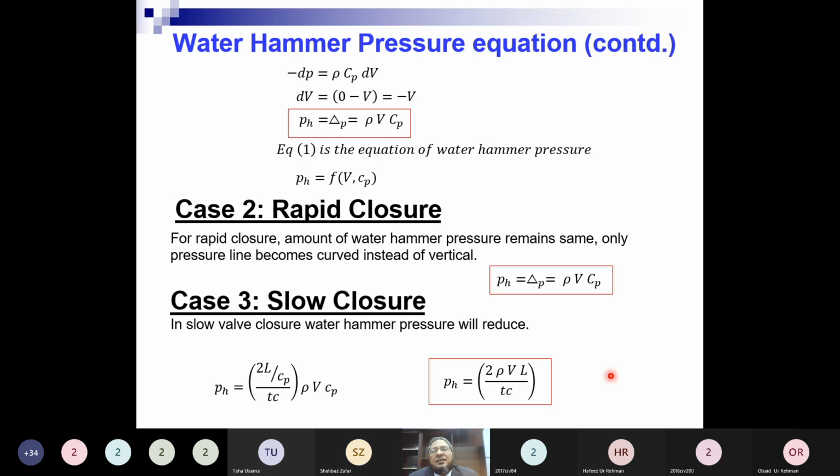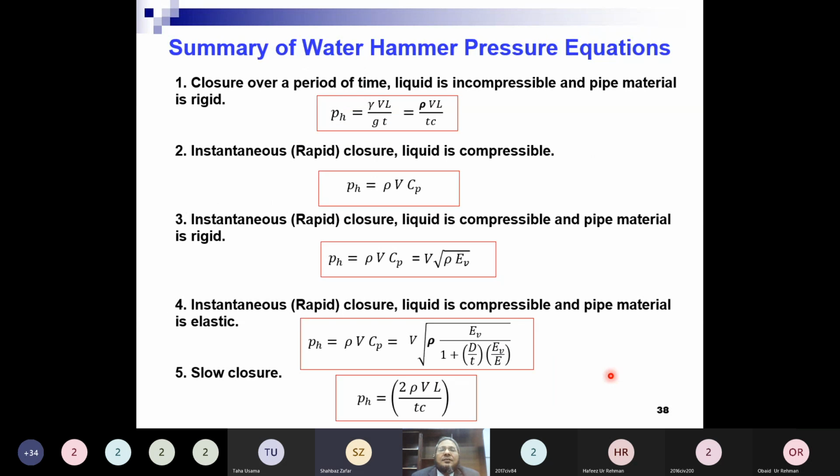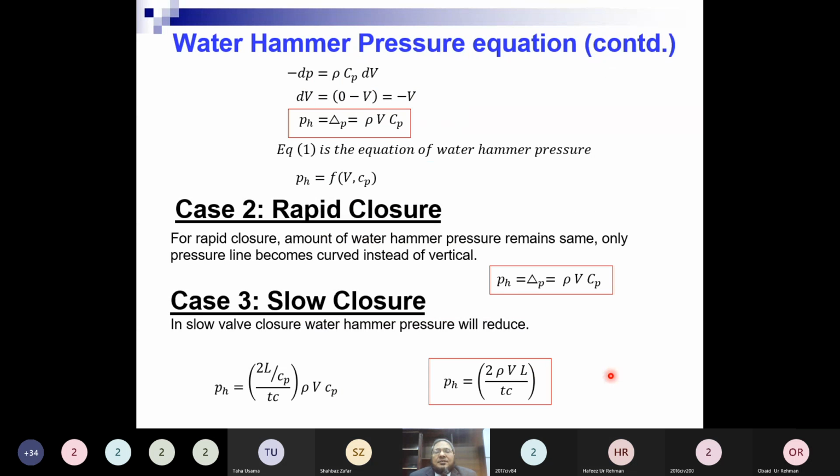Shall we move to the next slide? Yes, sir. Good. Please, in rapid closure, why didn't we add 2L over Cp divided by Tc? In case of rapid closure, we are assuming that we are taking a bit of time. Rapid closure means we are taking a bit of time. But in instantaneous closure, we are taking zero time.